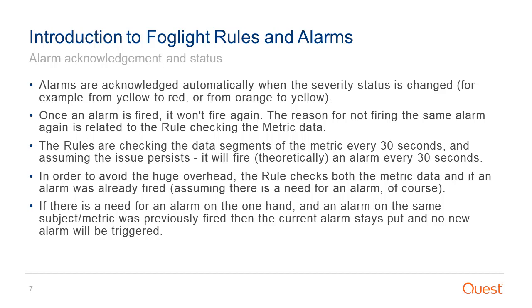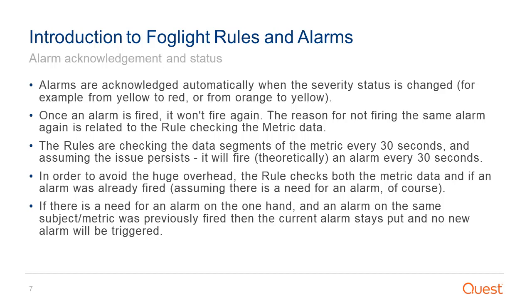Alarms are acknowledged automatically when severity status is changed, for example, from yellow to red or from orange to yellow. When an alarm is fired, it won't fire again. The reason for not firing the same alarm again is related to the rule checking of the metric data. The rules are checking the data segments of the metric every 30 seconds, and assuming that the issue persists, it will fire, theoretically, an alarm every 30 seconds.